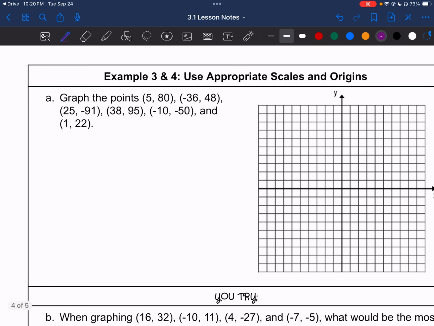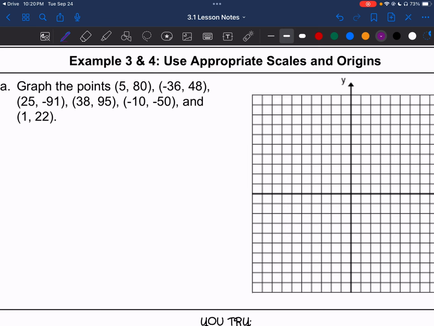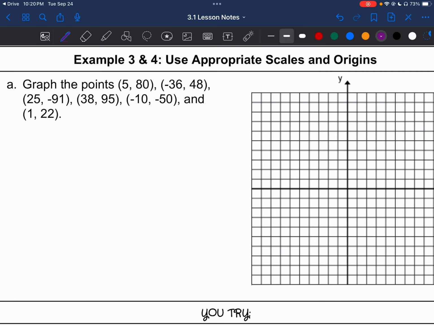All right, we're going to take a look at our next problem now. Example 3 and 4 is use appropriate scales and origins. So we're going to look at these data points, and we're going to try to figure out what kind of a scale we should use and what the origin should be. Now, scales are always a tough thing for 8th graders to work on, because you want to be able to represent all of your data points appropriately, but actually be able to represent them easily on the graph.